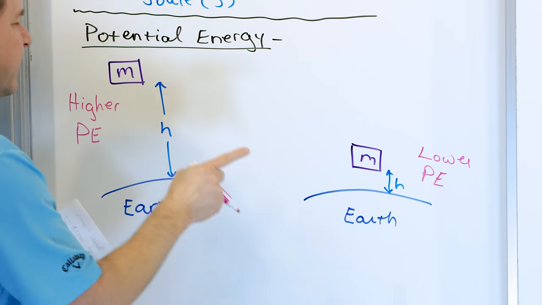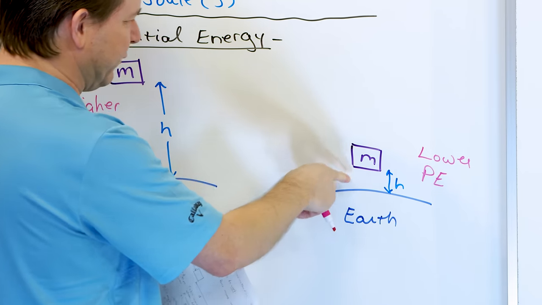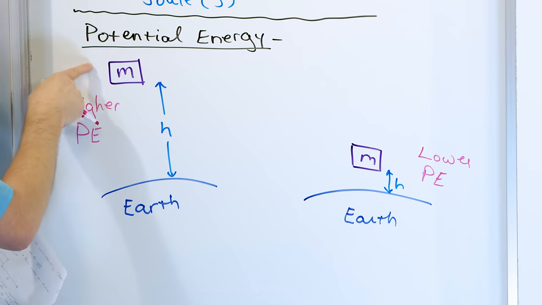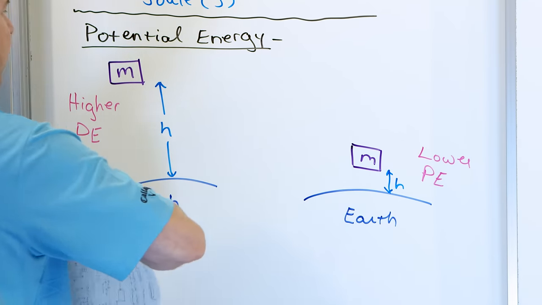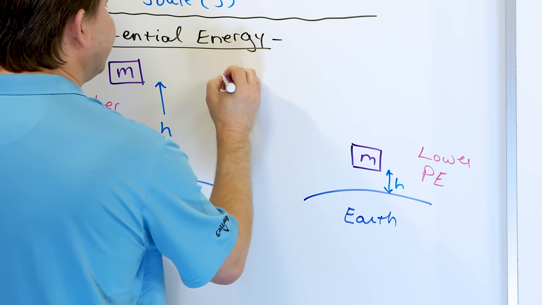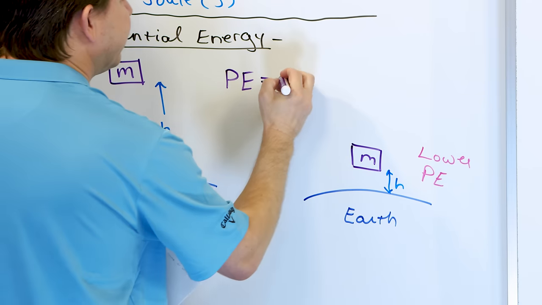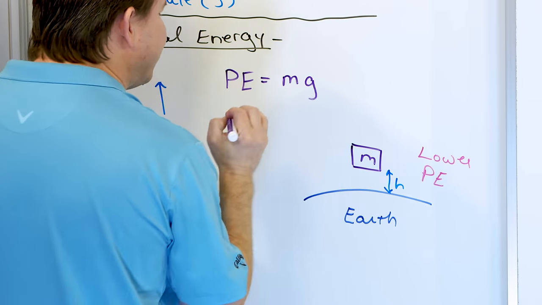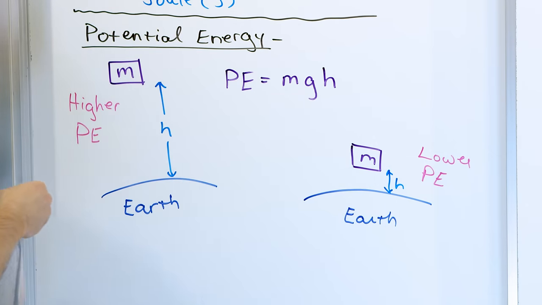If we could calculate the potential energy in this situation and compare it to the potential energy in this situation, this one's going to be lower and this one's going to be higher. And that's exactly what we do. The potential energy, and this is an equation you'll learn in physics, but we're learning it here as well, is just the mass times the gravity, the gravitational acceleration of the planet you're on, times the height above the ground.